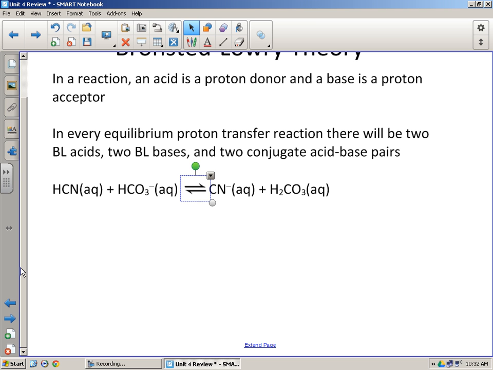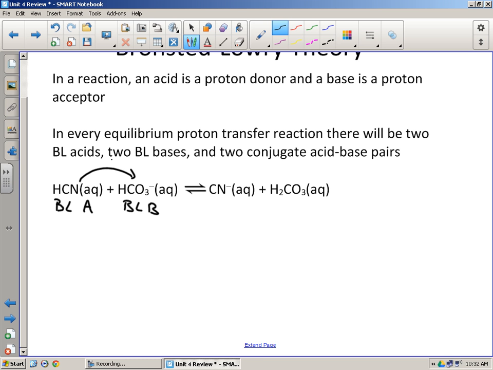In this case here, I guess we'll do that. Let's see here. This is your Bronsted-Lowry acid. This is your Bronsted-Lowry base. And you could do this kind of thing here, H plus proton donor. In this case here, this would be your Bronsted-Lowry acid. This would be your Bronsted-Lowry base, proton donor, proton acceptor. Okay.